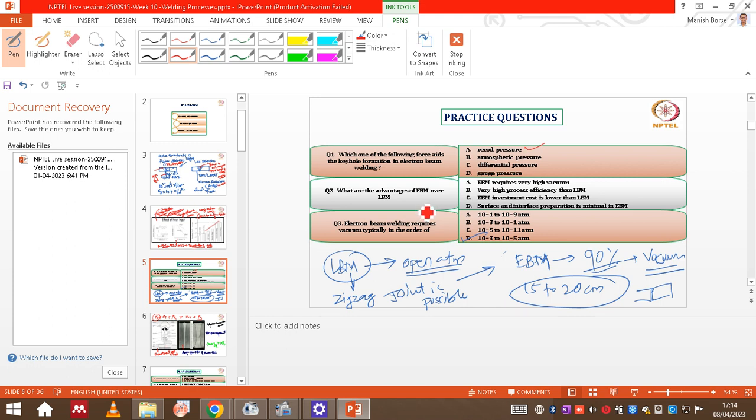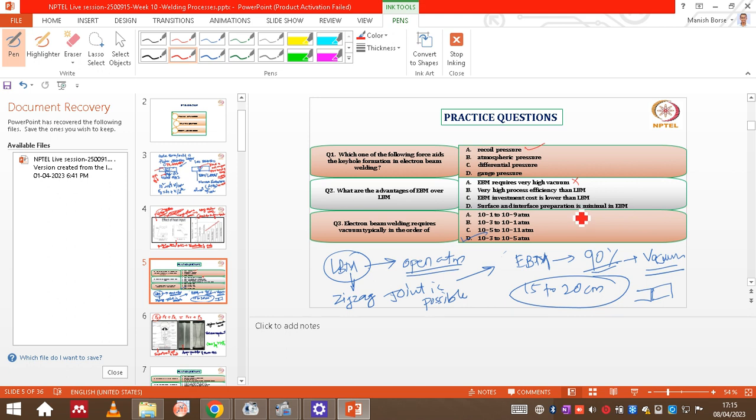And also the second question, they asked what are the advantages of EBM over LBM. As we have seen, EBM requires very high vacuum, so it is not an advantage, because we can't use a large size specimen, or that will also have to be kept in the vacuum atmosphere, right? So this is obviously not a correct option, or not a suitable option here.